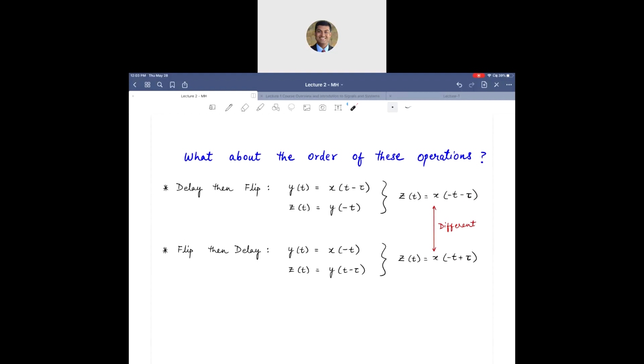Now, many students get confused about this. Which should I do first? Well, I can recommend one of them. I will recommend later on that you delay first and then flip. However, if you would like to first flip things, then in order for things to be equal, you will have to advance them instead of delay them. As long as you are able to keep track of that, you can do the operations in any order. But just so that there is a structure to the order of operations, you can do the delay first and then the flip.